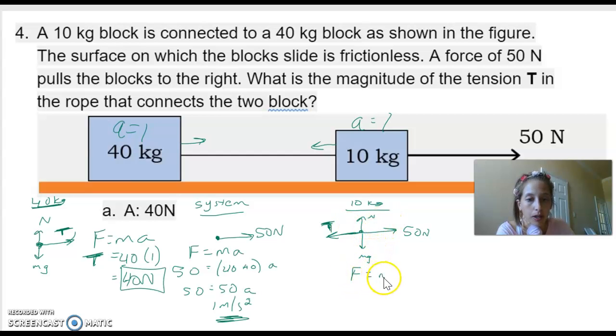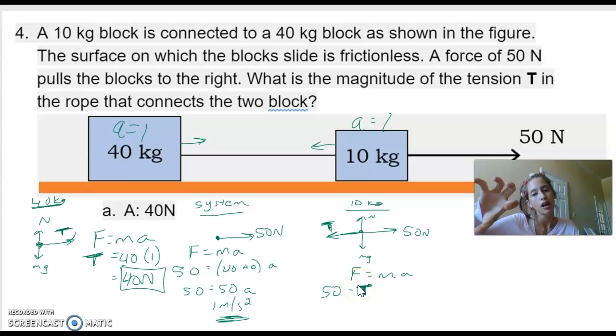So we go F equals ma. The net force on this block is going to be 50 minus T, right? Because we have 50 going to the right, and that's what's pulling us along. And then we have tension holding us back. The 40 kilogram block is slowing us down. It's not winning. The 50 newton force is winning, which is why we're going that way. But tension is in the opposite direction, which is why we subtract.